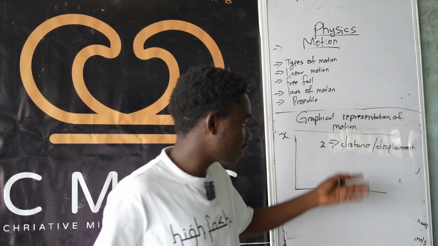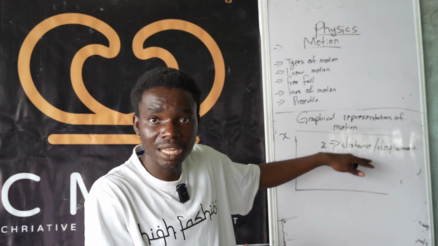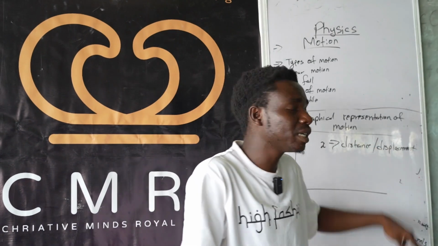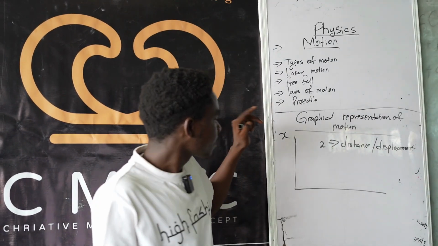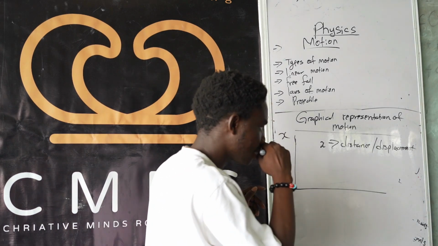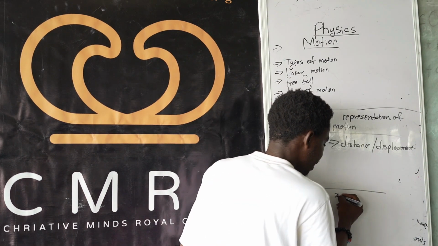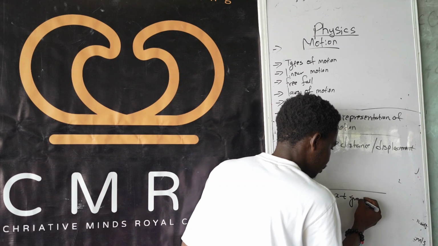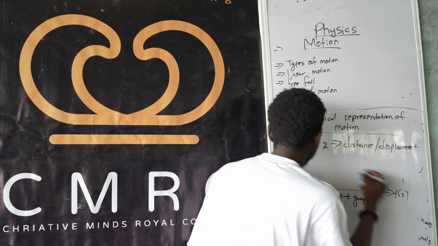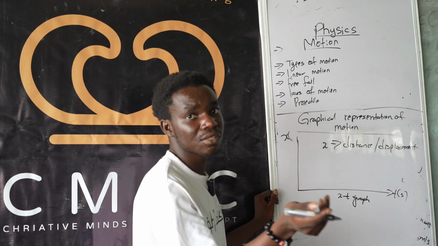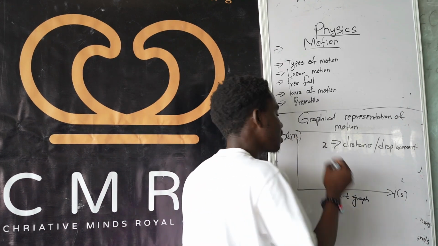I already told you that when it is distance, we're talking about the scalar part that only has magnitude. When it's displacement, it has direction and magnitude together. Now, if you are given a displacement time graph, the xt graph, this is going to be time in seconds, and this is going to be distance or displacement in mostly the SI unit, meter.